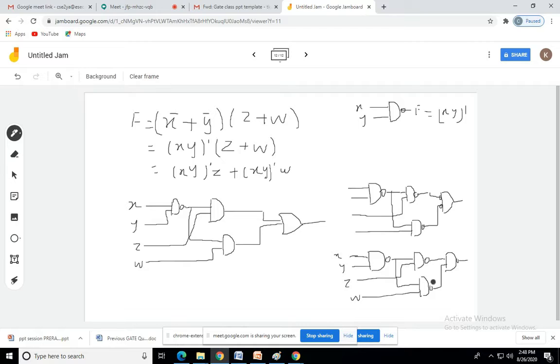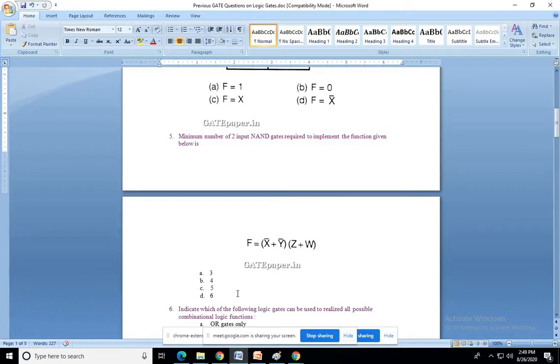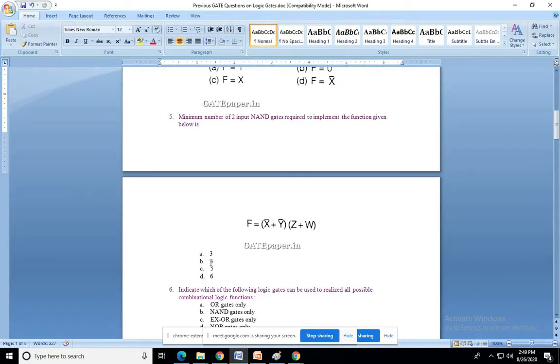So how many gates are used here? One NAND gate, 2, 1, 2, 3, 4. So totally 4 NAND gates are used. We'll check with the options. Option B: the minimum number of 2 input NAND gates required is 4.